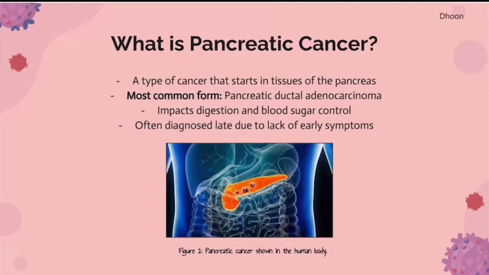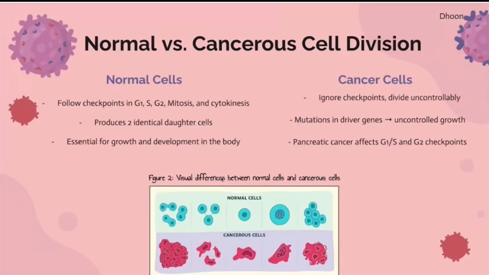Pancreatic cancer is a type of cancer that starts in the tissues of the pancreas. Its most common form is pancreatic ductal adenocarcinoma. It impacts digestion and blood sugar control, and is often diagnosed late due to the lack of early symptoms. In figure 1, you can see pancreatic cancer shown in the human body, which is the highlighted orange part.